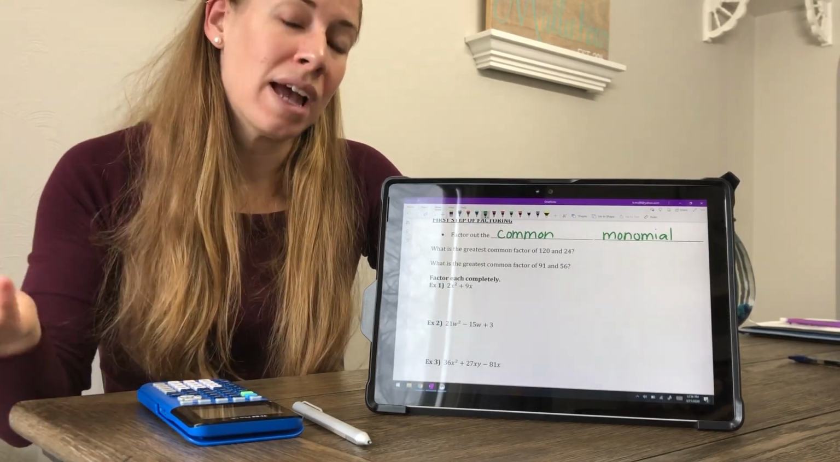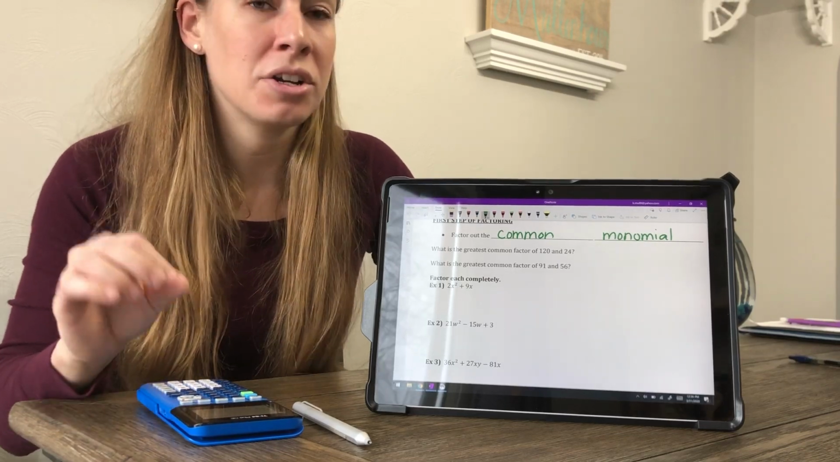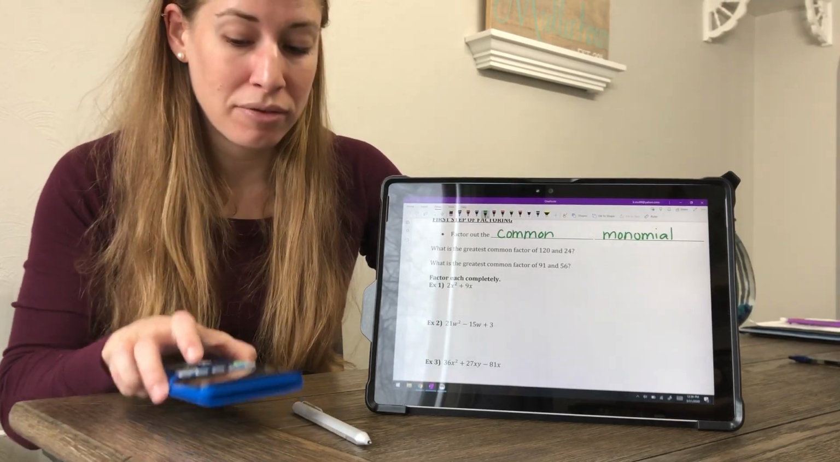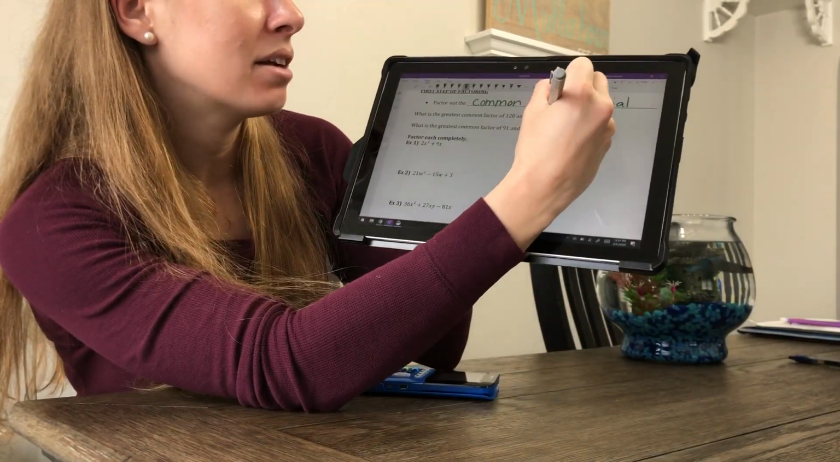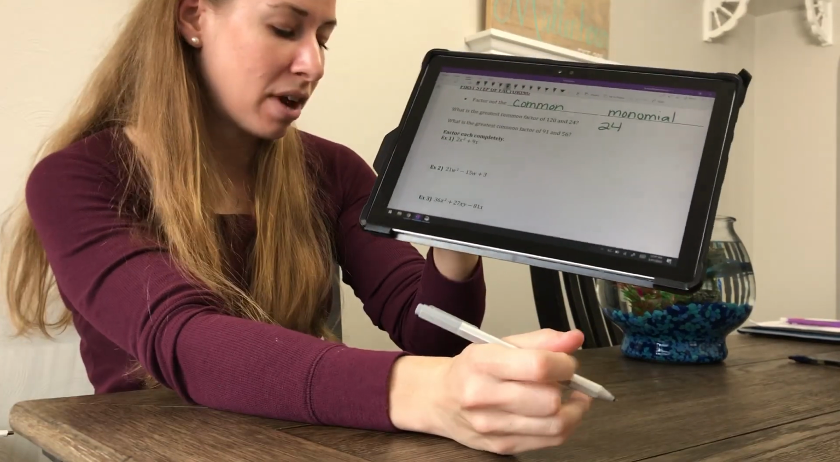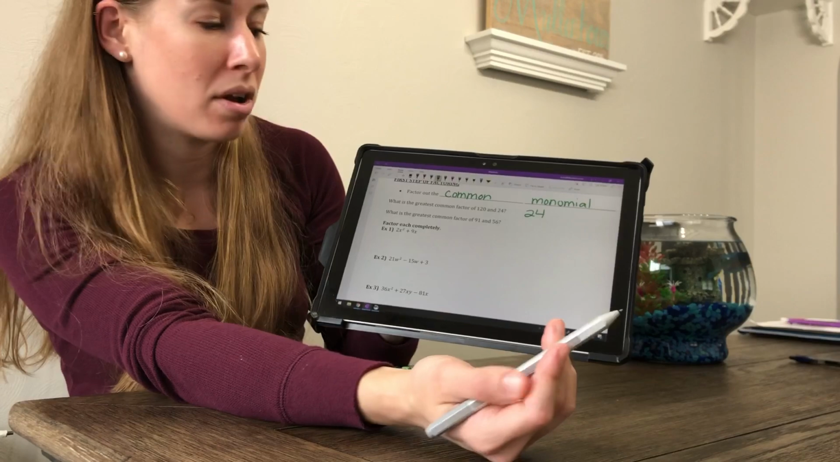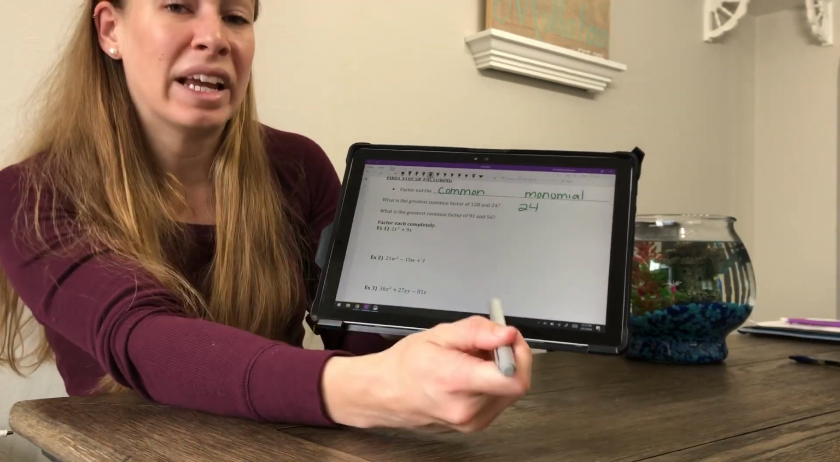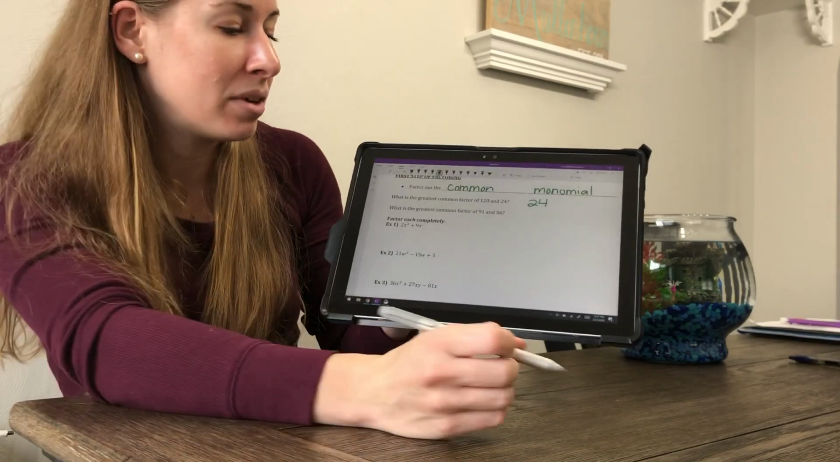So if you keep guessing or plugging and chugging, you should find that 120 does divide by 24. So actually 24 is the greatest common factor of 120 and 24, because 120 divided by 24 is 5, and 24 divided by 24 is 1. So 24 is the biggest number that can be divided out of both 120 and 24. And that's what we're going to be doing today.